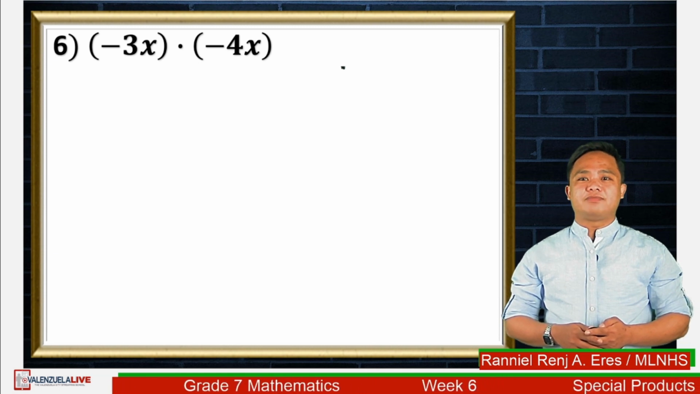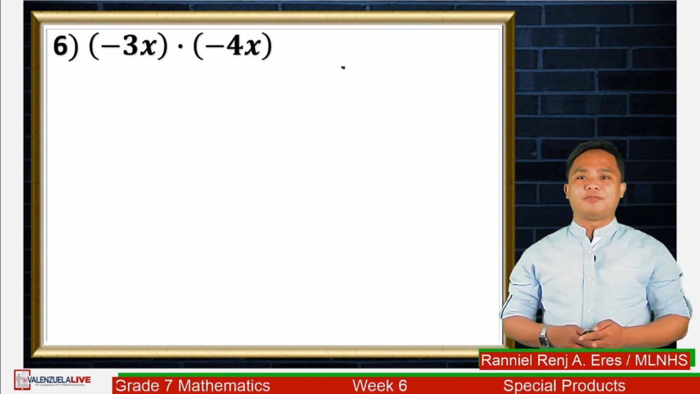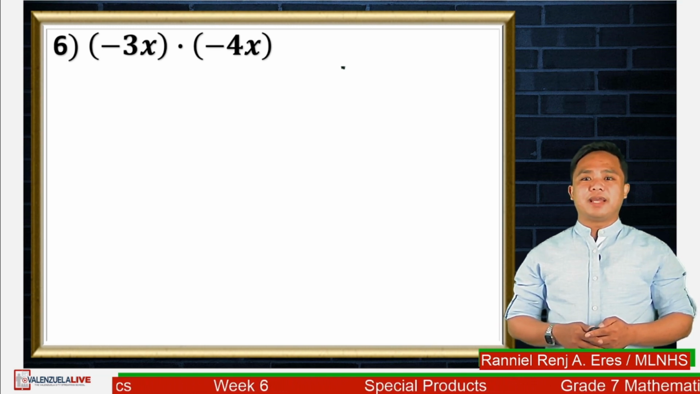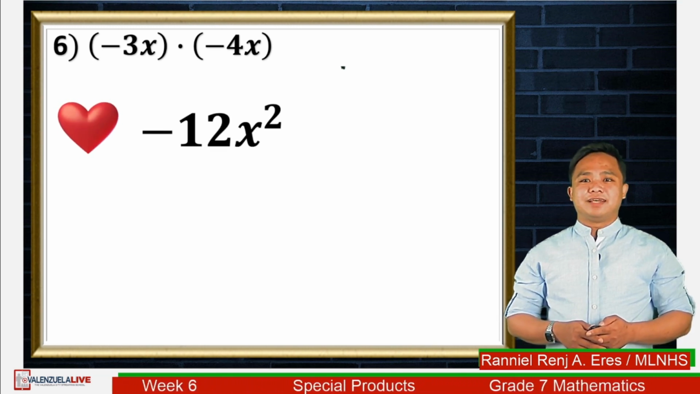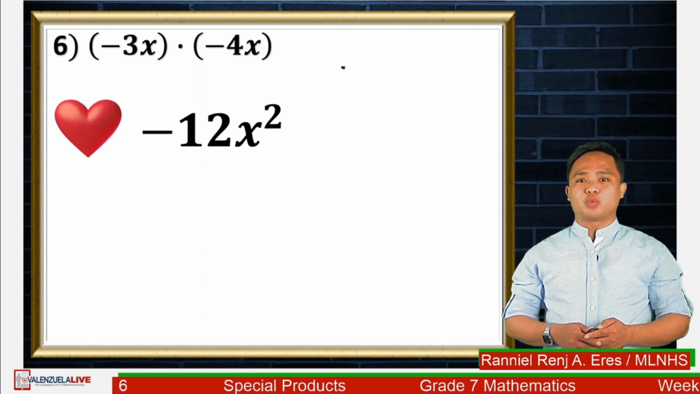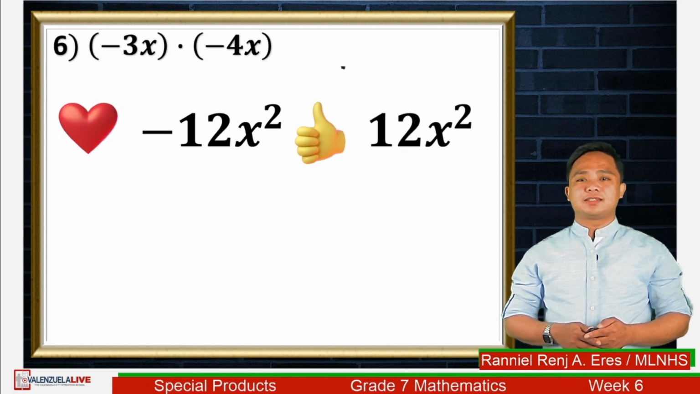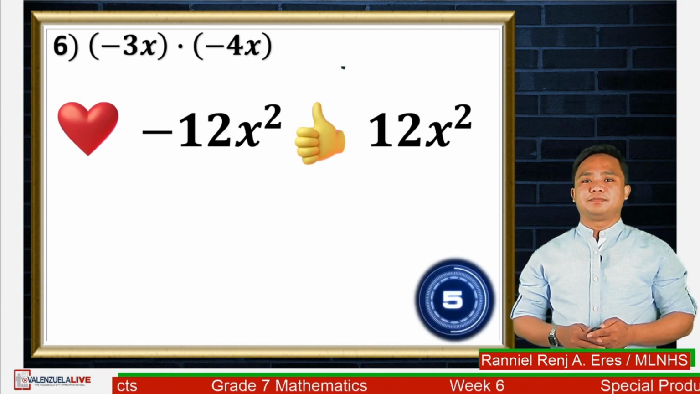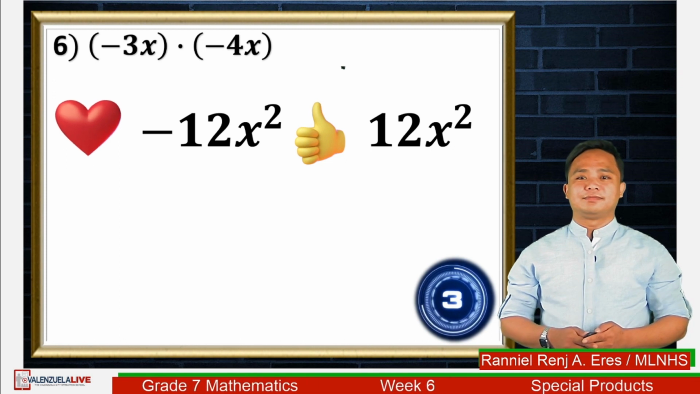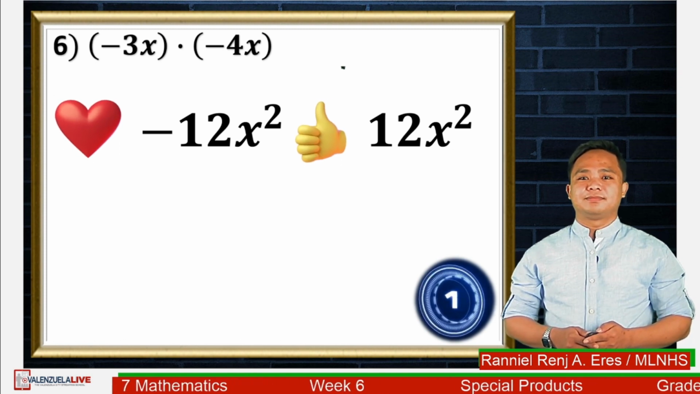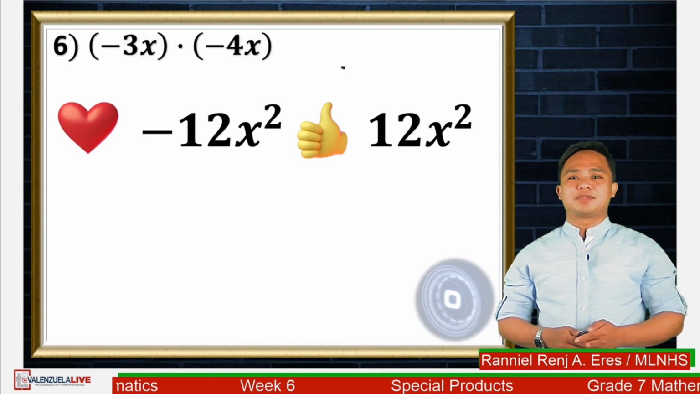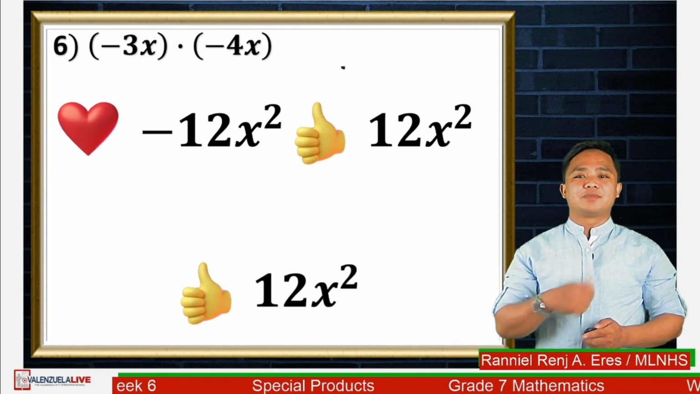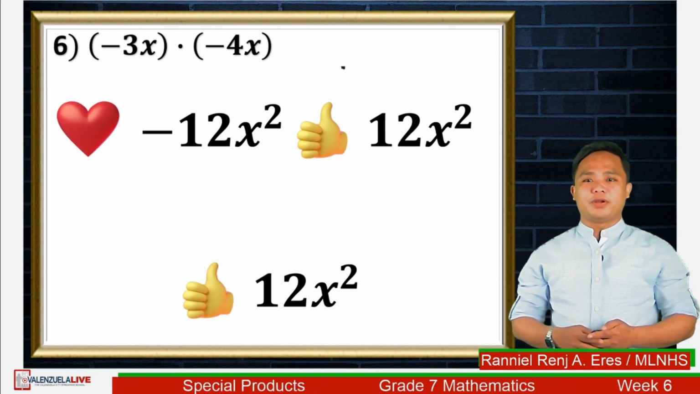Okay, let's have our last example for this day. We have negative 3x times negative 4x. Again, our given is negative 3x times negative 4x. Is it heart for negative 12x squared, or thumbs up for 12x squared? You have 5 seconds. Okay, time's up. So the correct answer here is thumbs up. So we have 12x squared.